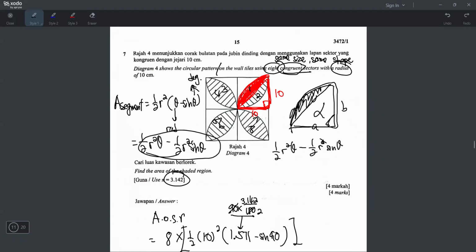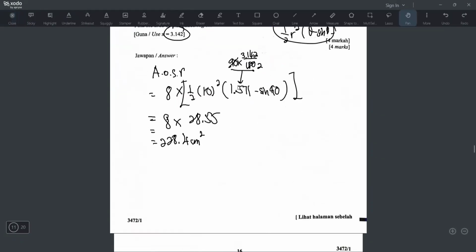Okay? It's just that if you do it like this, it's faster. But actually this formula comes from here. I just want you to know where this formula actually comes from. It is actually you take the area of sector minus the area of triangle. Okay? So when you factorize out the 1 over 2 r square, you will be left with theta minus sine theta like this, which is the formula I used just now. Okay? Okay, so that's all.